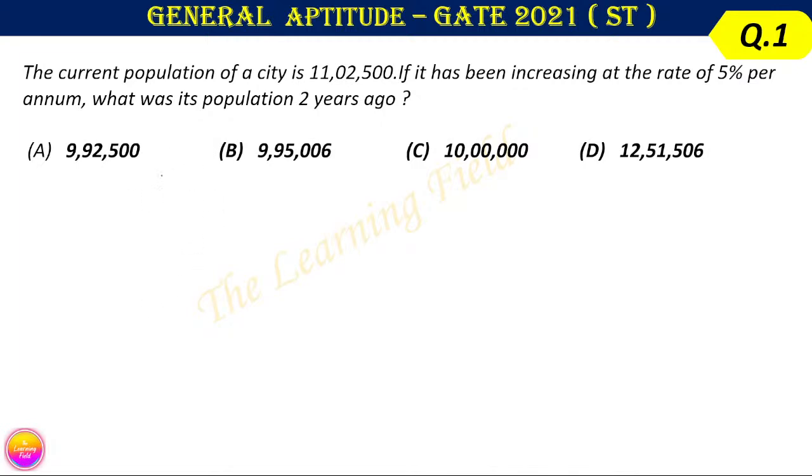So today in this session we are going to discuss the statistics general aptitude of GATE 2021 section. We already covered the five last year papers of mathematics, and we are now covering the 4 papers of statistics. So this is the second paper of statistics general aptitude of GATE 2021. In the last session, we have already discussed the GATE 2022 statistics paper.